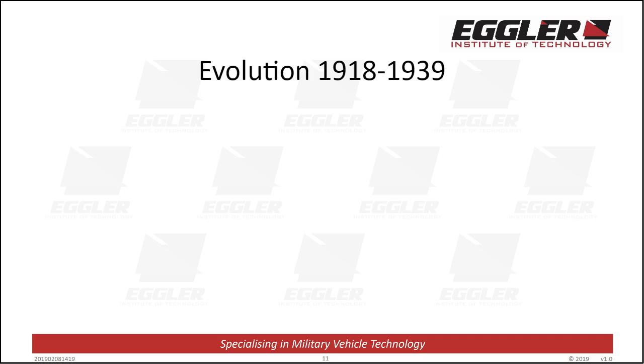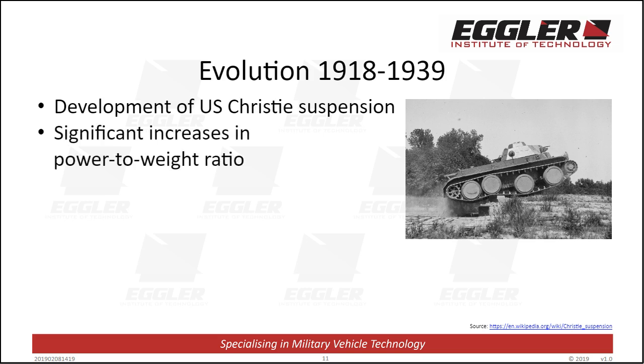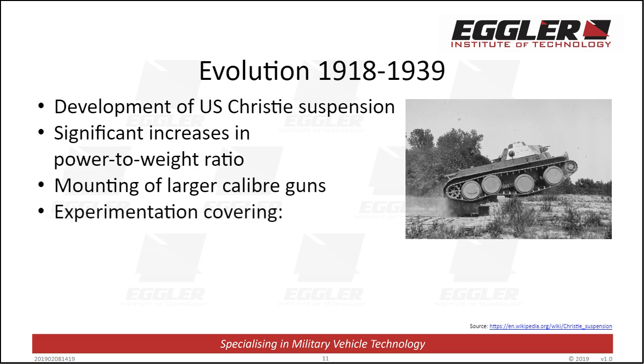Between World War I and World War II, fighting vehicles underwent significant technological development. The key breakthroughs of that time included the development of the U.S. Christie suspension, known for its design to provide high mobility, significant developments in engine technology improving vehicle power-to-weight ratios, and the mounting of larger caliber guns. These developments were a precursor to the continual battle between the key characteristics of fighting vehicle design that cover mobility, firepower and protection. It was also a period of great experimentation.